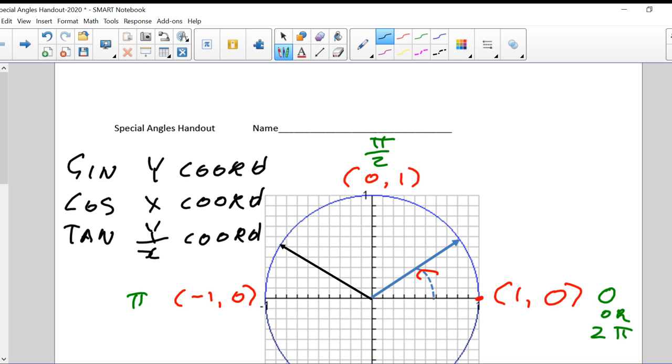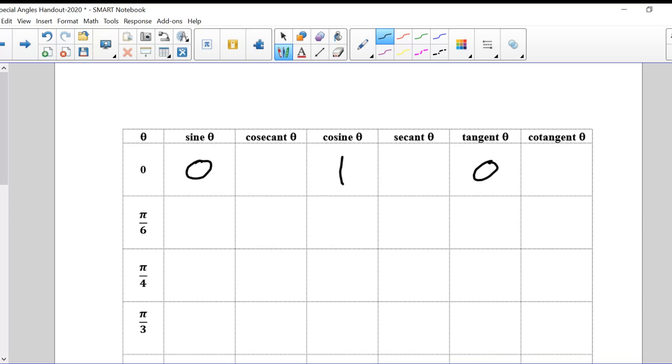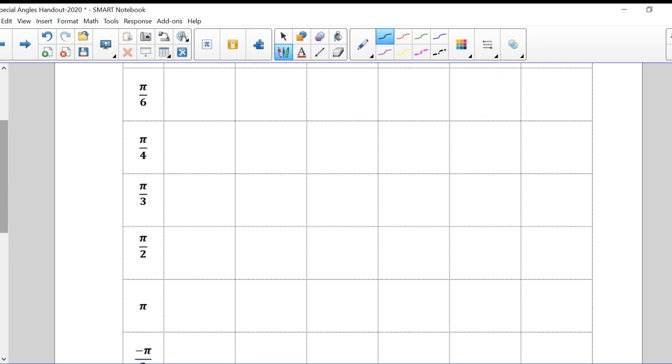Now, dividing by 0 is a different thing. But I can have 0 as a numerator. And if I have a 0 numerator, it means that my answer is just going to simply be 0. So the tangent is 0. We'll get to cosecant and secant and cotangent a little bit later on. Let me now go to pi over 2.